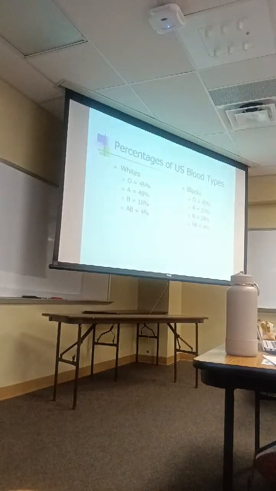Okay. So our percentages, again: O is the most common because O is the ancestral form for humans. So 45% for Caucasians, 49% for African Americans. A is your next most common. It is the mutation most associated with Europeans. So 40%, 27%. B is the lower, more recent mutation, so 10% versus 20%. And AB is 4% across the board, so it's harder to get the AB group.